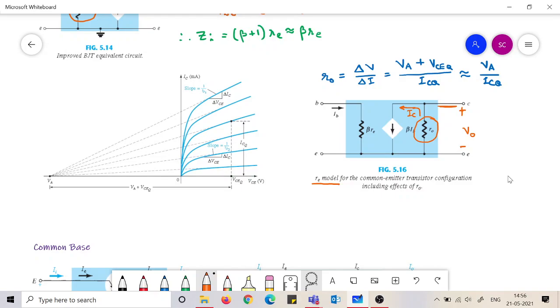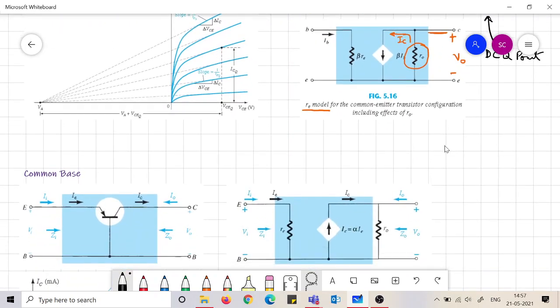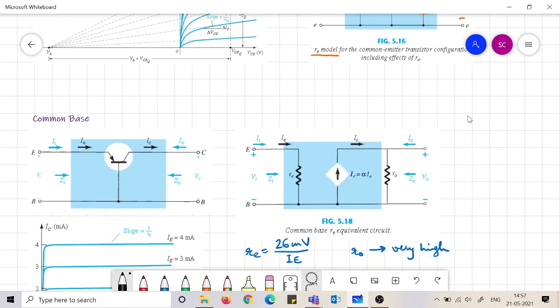R0 has to be calculated, RE has to be calculated. This R0 and RE are the resistances coming into the equivalent model, and they are the ones which are getting decided by the DC bias. Here also you can see this is from the DC Q point. The DC Q point is deciding the resistances. And this RE and R0 will have some influence on the AC behavior.